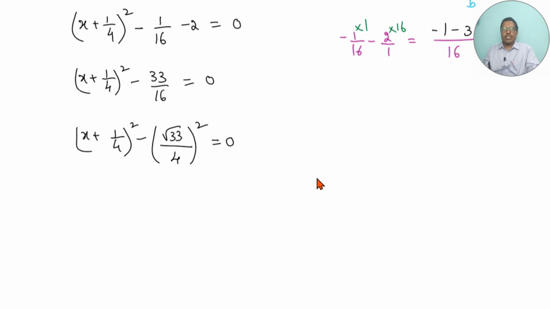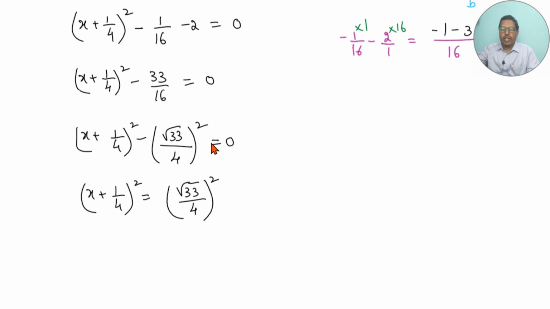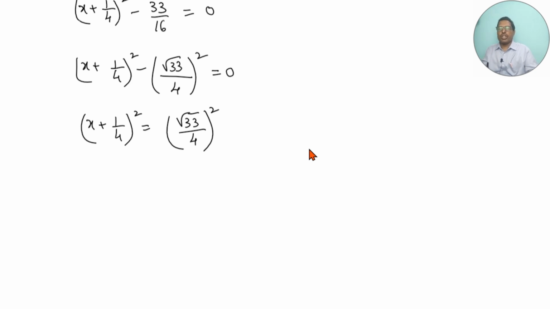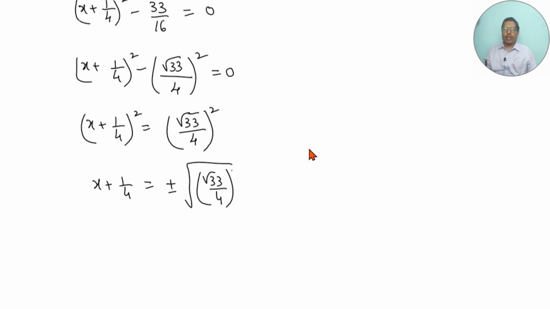Or let us take this negative sign on the other side. It becomes x plus 1 by 4 whole square is equals to, so this negative will become positive, you will get root of 33 by 4 whole square. So let us cancel out the square values over here. If you are taking x plus 1 by 4 will be equals to, the square goes on the other side, becomes plus or minus square root of root 33 by 4 whole square. So we see that square and root will cancel out. You will just be left with plus or minus root 33 by 4.